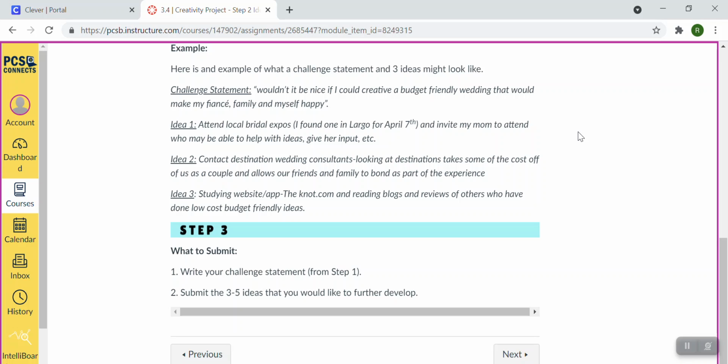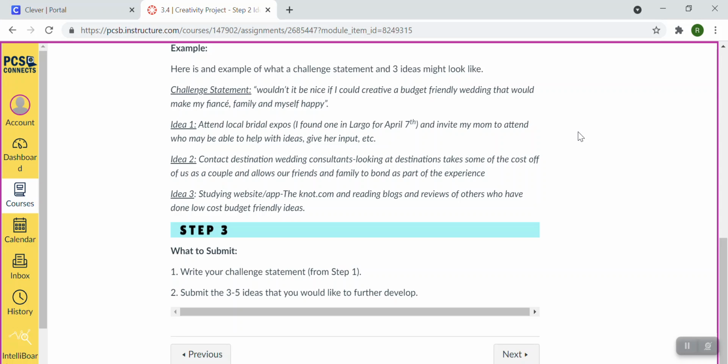So my first idea, all right, I'm going to attend some local bridal expos. I might invite my mom to attend, and then we can get ideas together, and then we can brainstorm together. Idea 2, contact destination wedding consultants. Maybe I want to look at destinations that take some of the cost of the couple off and allow friends and family to bond as part of the experience. So maybe be open to a destination wedding.